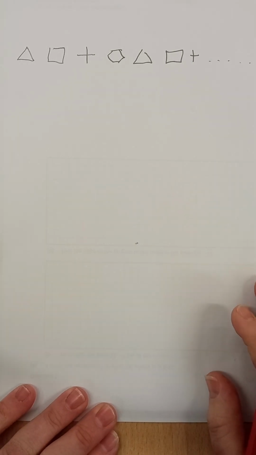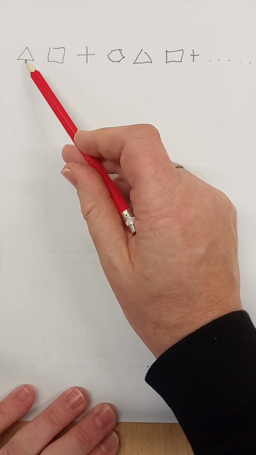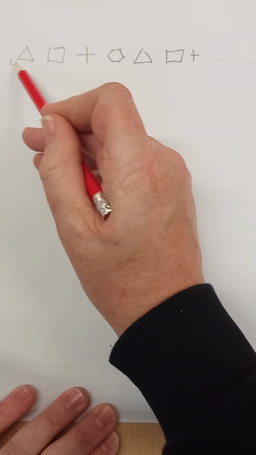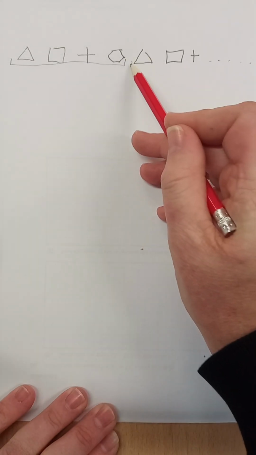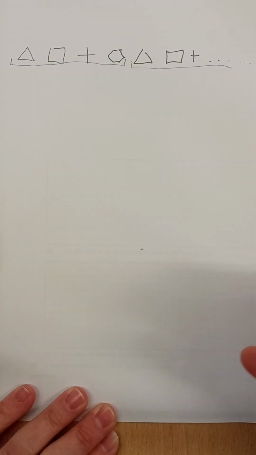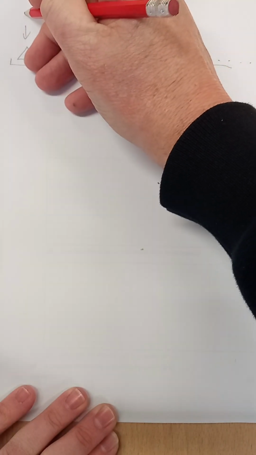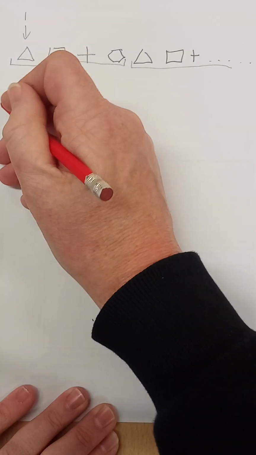So let's see how we would describe this repeating pattern. What you're looking for is when this pattern begins again. As you can see, it repeats every 4. Once you know that, then you can look at the position of the different elements of the pattern. So this is in position 1.